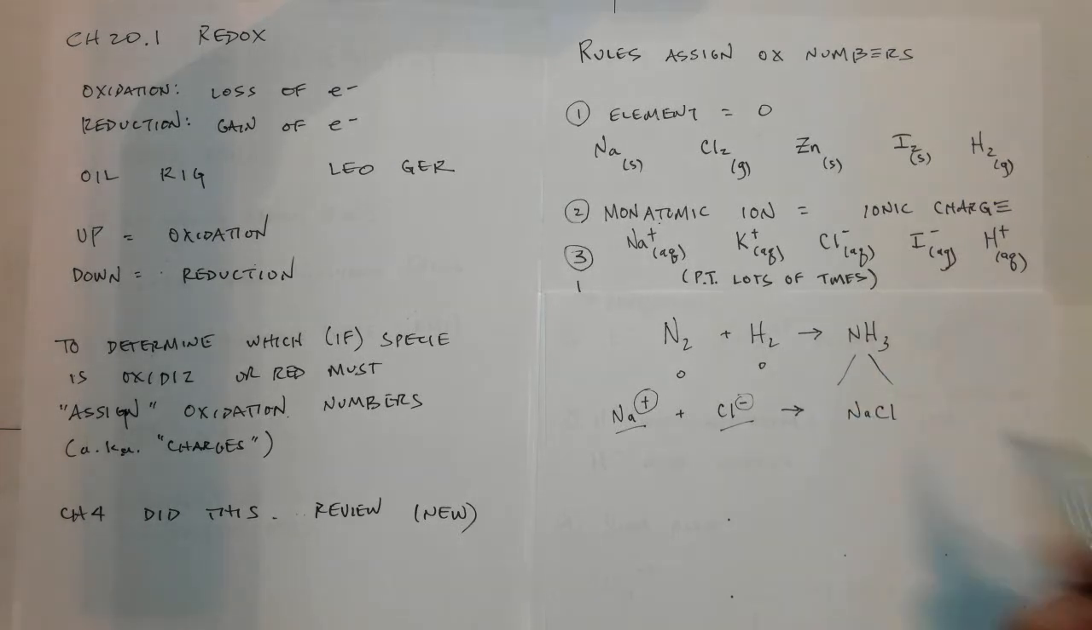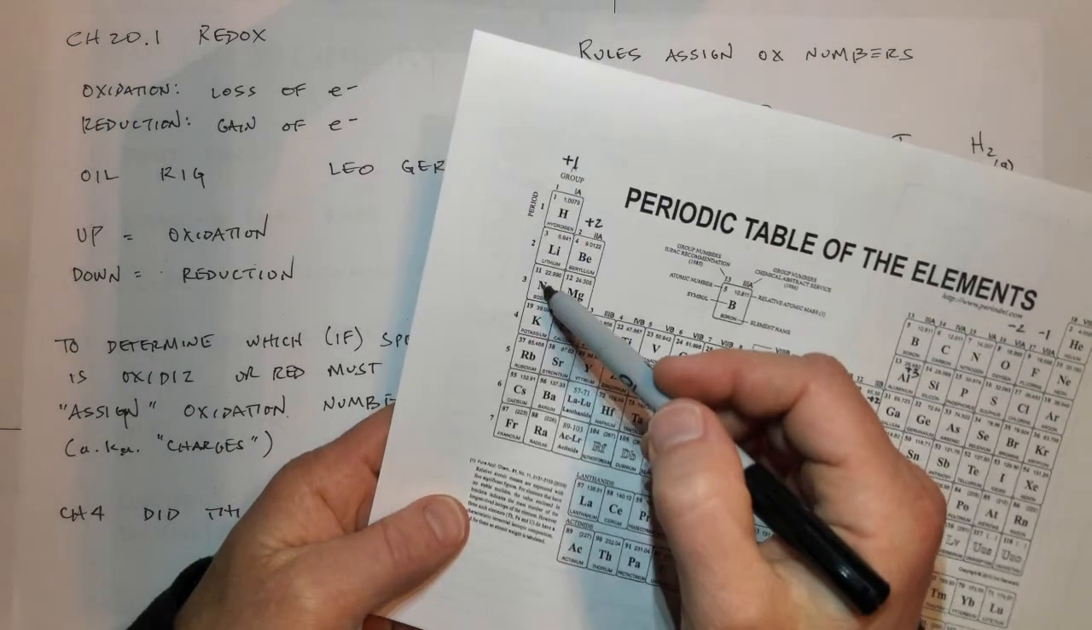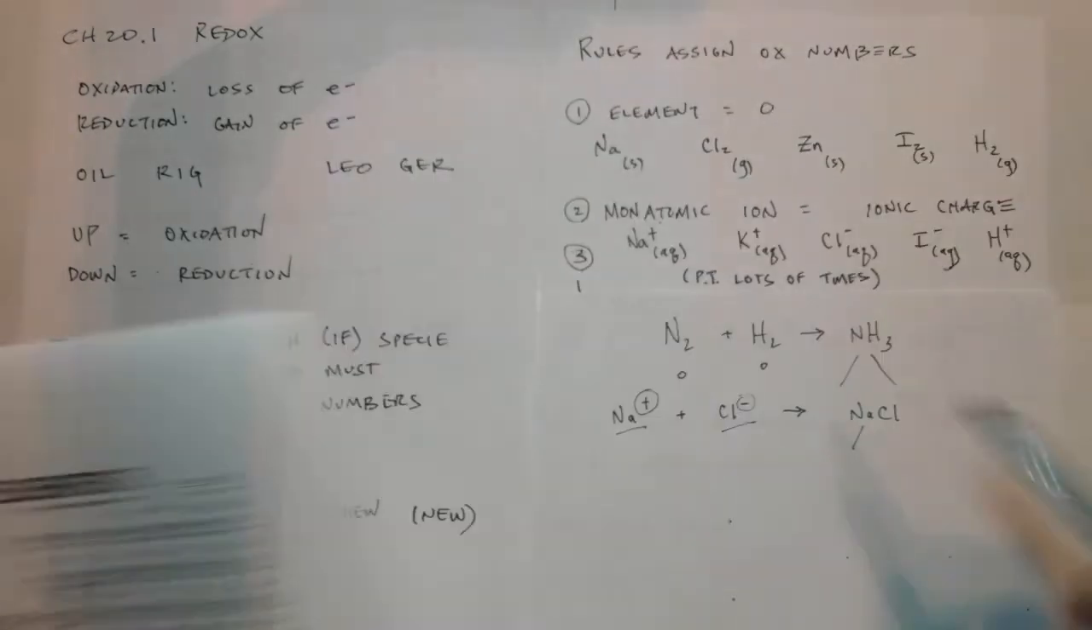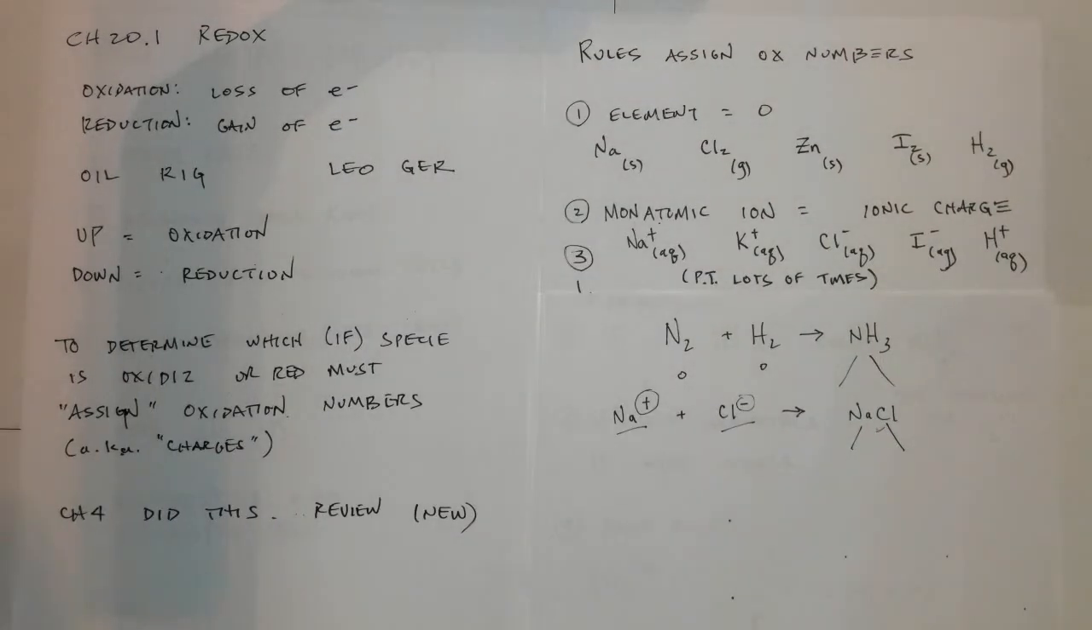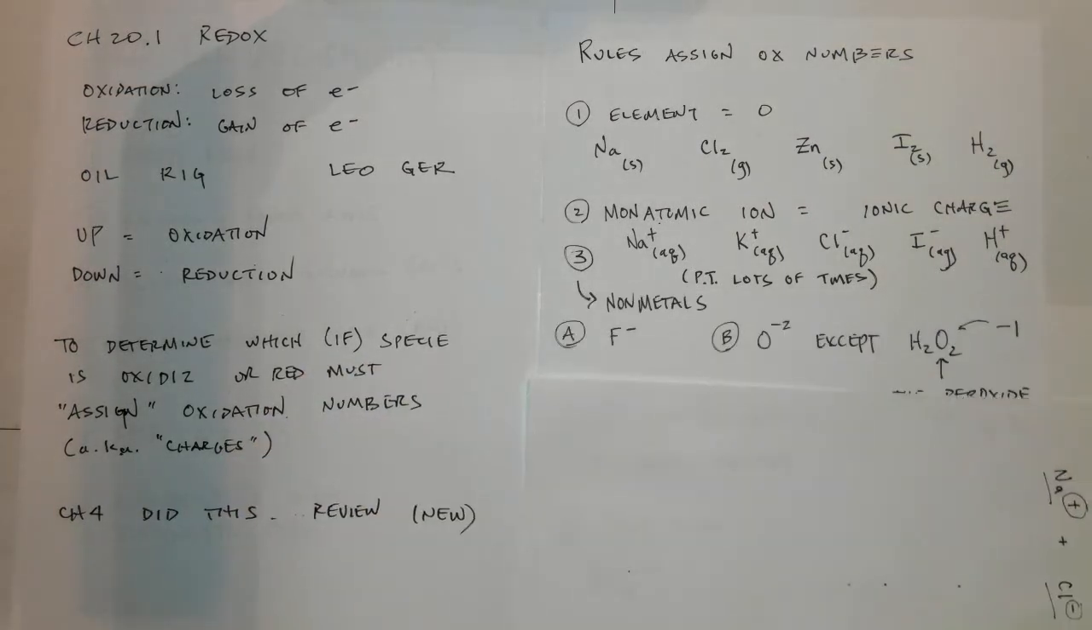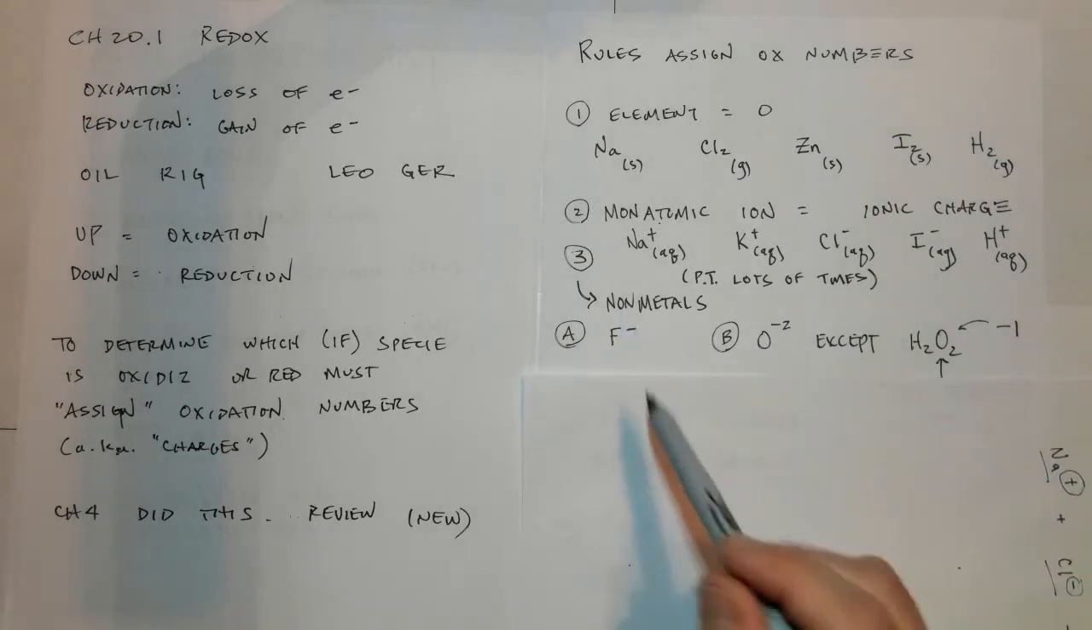So like if you have NaCl, you can look on the periodic table and find out that Na is +1 and that with a metal, chlorine is -1. Those hold true most of the time, but as we'll see with some of these rules in number 3, not always. So these rules are about nonmetals in number 3.